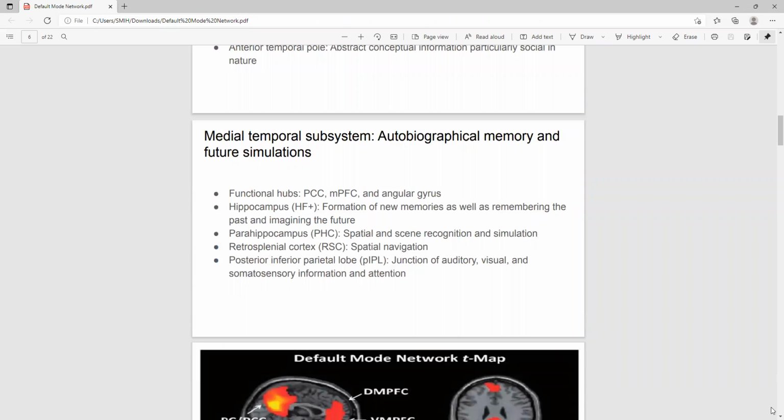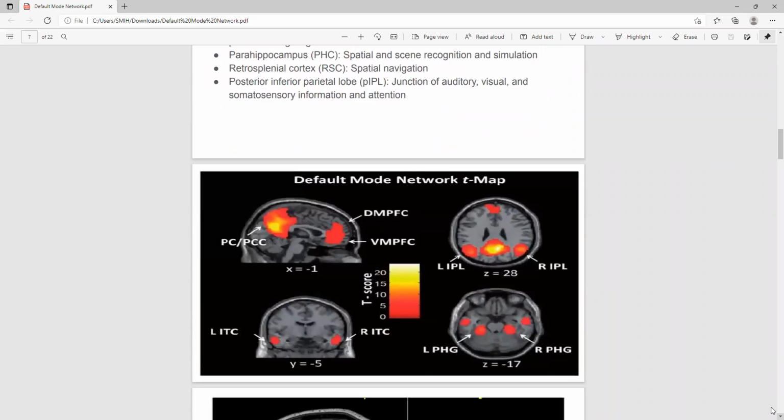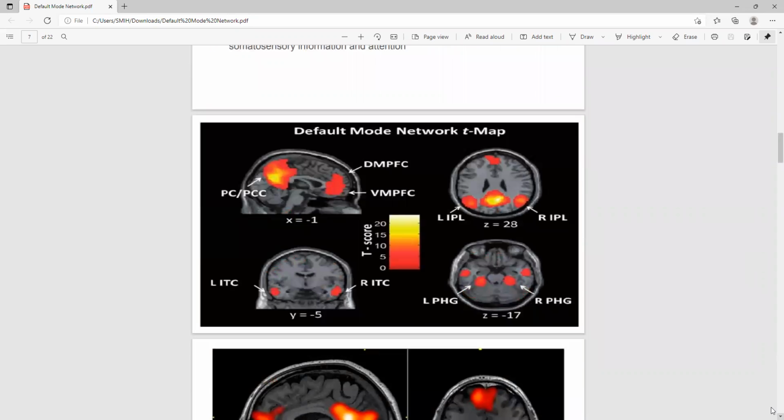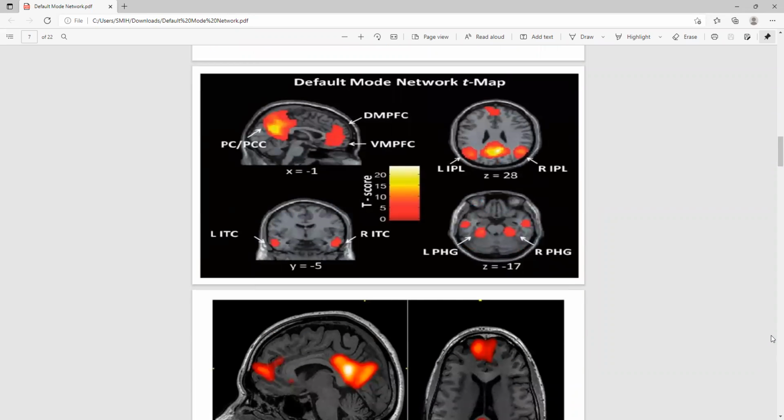Next is the medial temporal subsystem. The functional hubs are PCC, MPFC, and angular gyrus. Hippocampus: formation of new memories as well as remembering the past and imagining the future. Parahippocampus: spatial and scene recognition and simulation. Retrosplenial cortex: spatial navigation. Posterior inferior parietal lobe: junction of auditory, visual, and somatosensory information and attention. This is the fMRI of the brain during the default mode network.